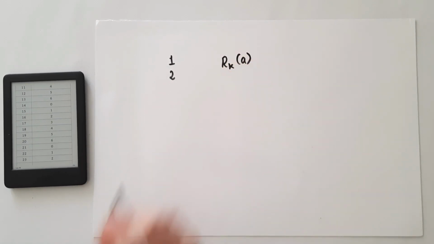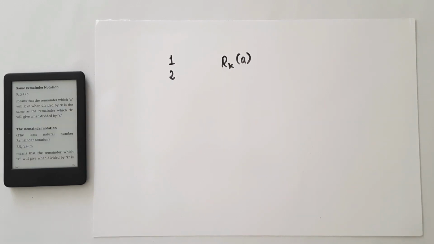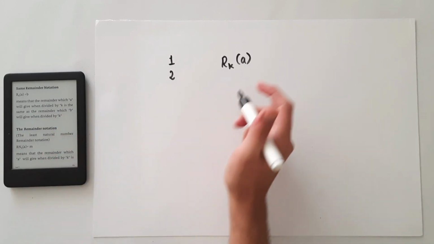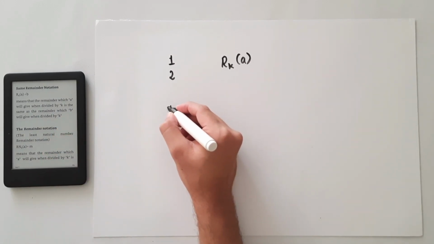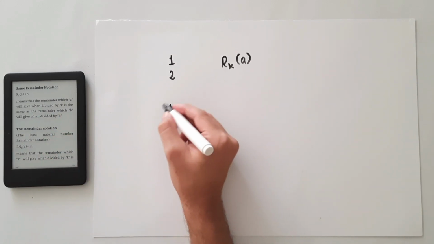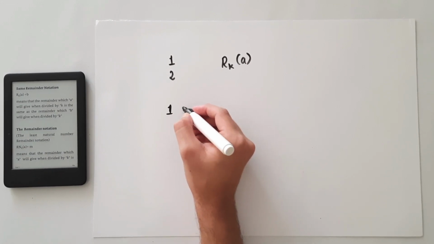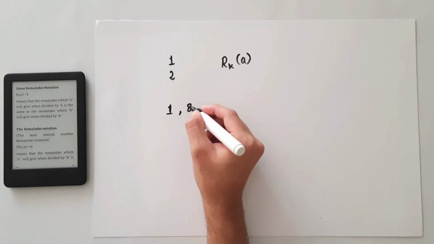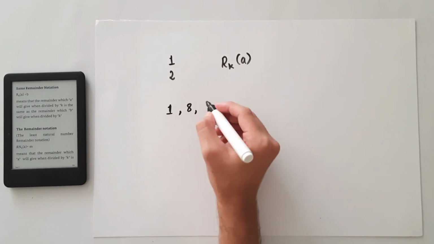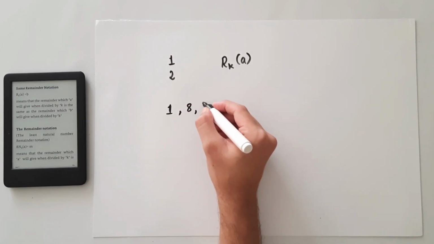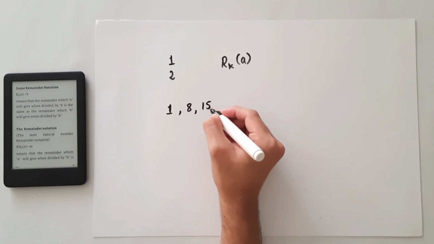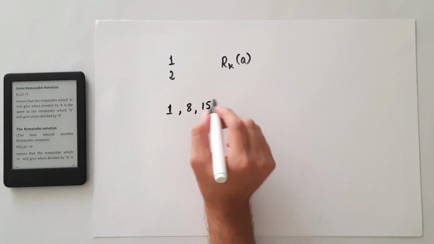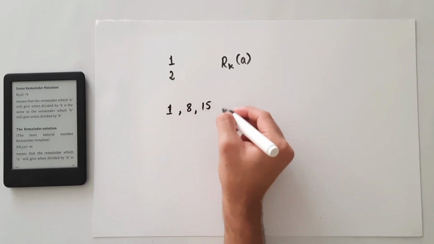Okay, the remainder when we divide A by K. So this is the same remainder notation. Like the remainder of 1, if we divide 1 by 7, we get the remainder 1. And if we divide 8 by 7, 1 plus 7, 8, then also we get the remainder 1. Also, if we divide 8 plus 7, that is 15, by 7, then also we get the remainder 1. In all these cases, we get the remainder 1.